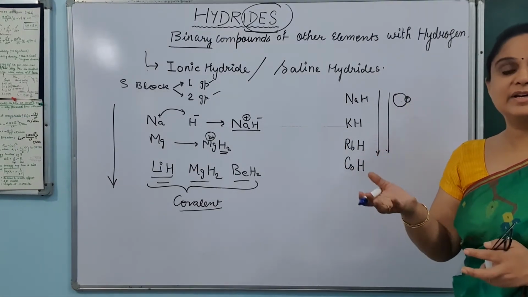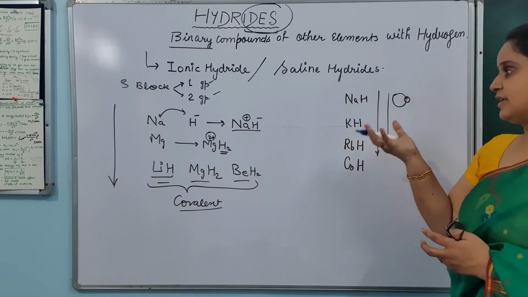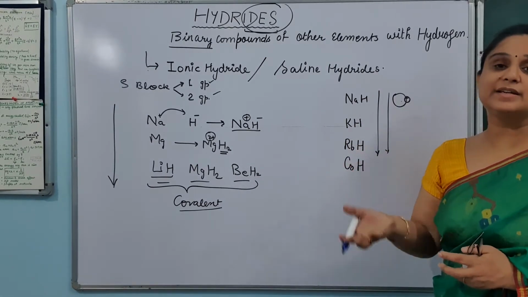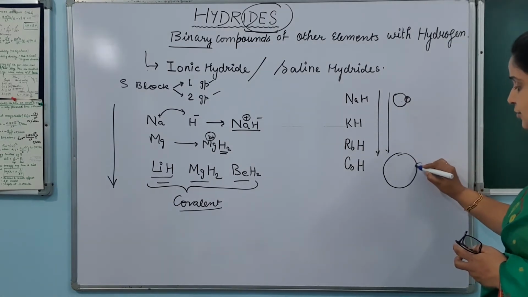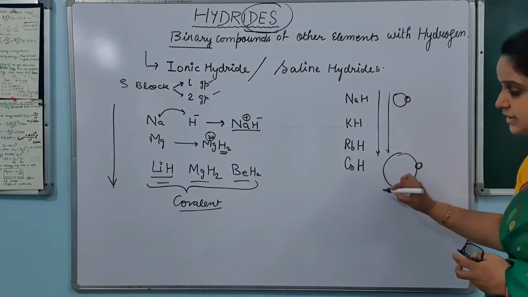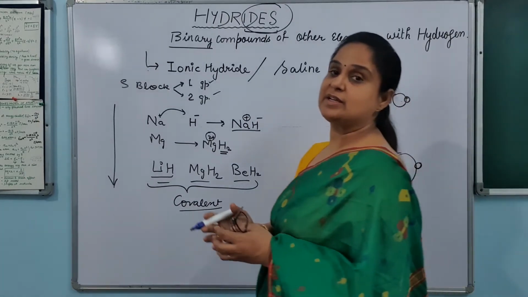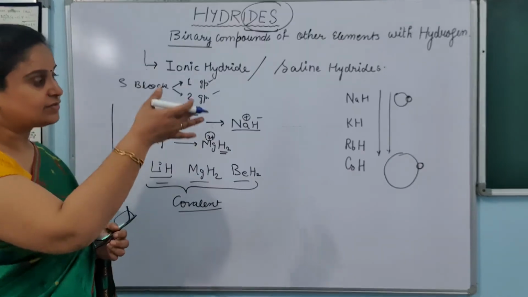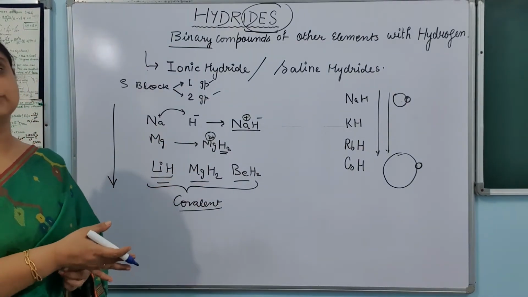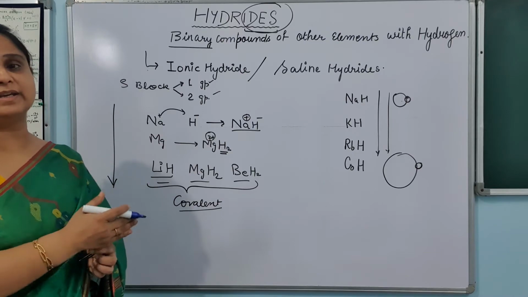That is why, when you heat them, the thermal stability decreases up to down. If we reach cesium, the size of the cesium is very big, so the overlapping is not that strong between cesium and hydrogen. That is why the stability of the hydride decreases when we move up to down, because of the increase in size.